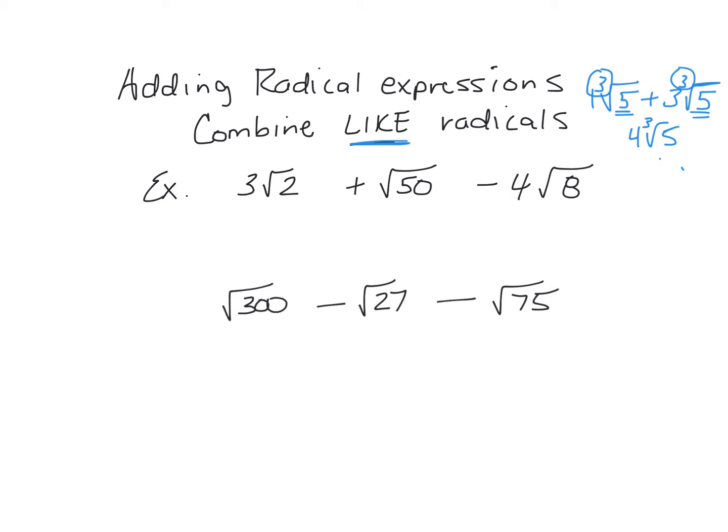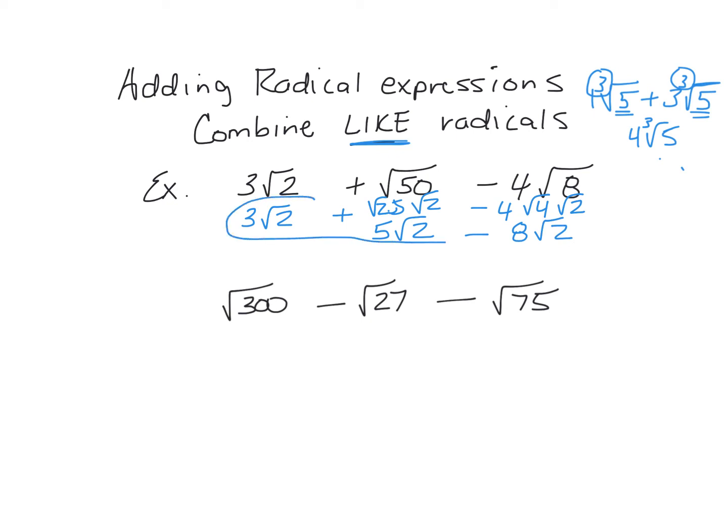So for examples here, adding these radicals, the first thing I'd do is simplify them. 3 root 2 I cannot simplify. Root 50 could be broken up into root 25 times root 2, which would then be 5 root 2. And root 8 could be broken up into root 4 times root 2. So then I have 4 times 2, which is 8 root 2.